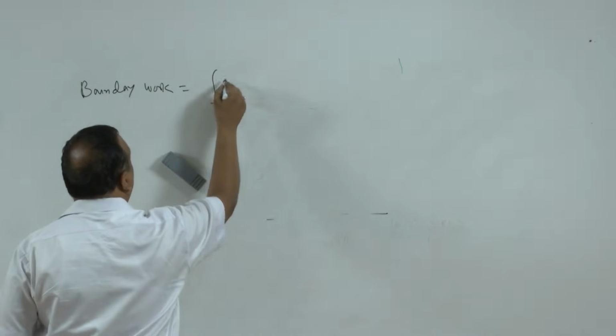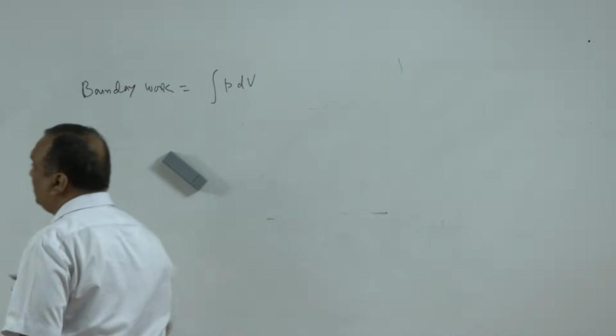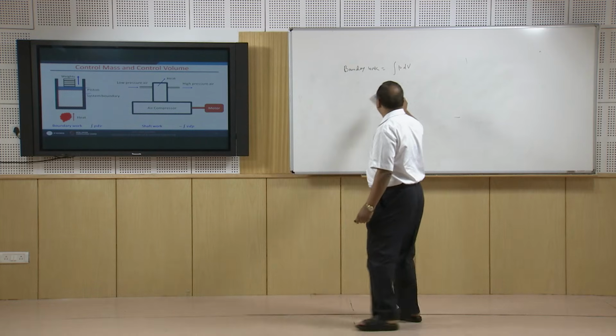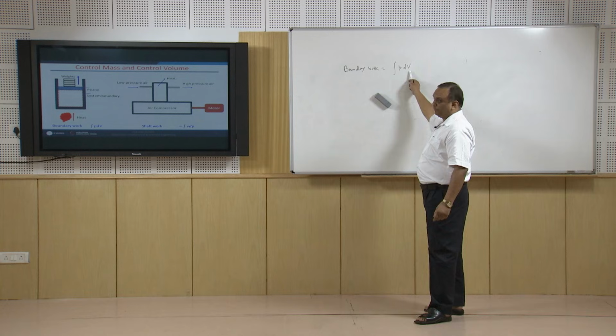The boundary work is always the integral of PdV. So in order to have boundary work, there has to be a change in the volume. If there is no change in the volume, there shall not be any boundary work.